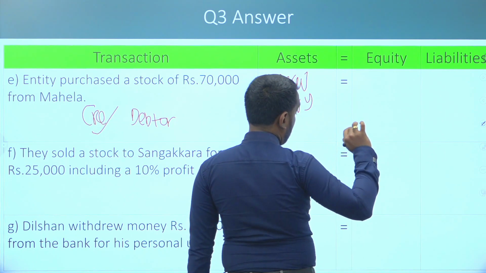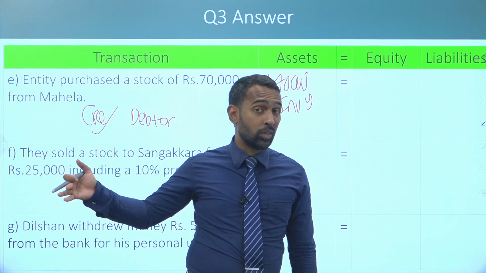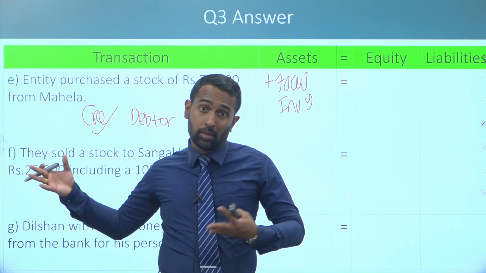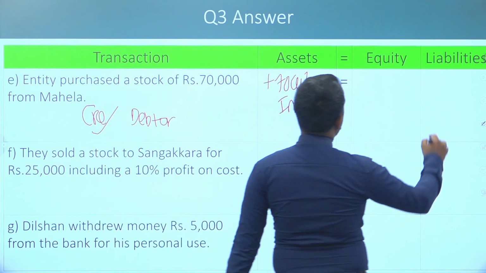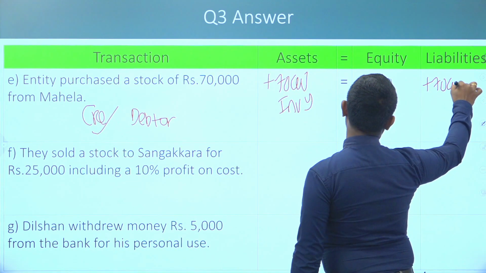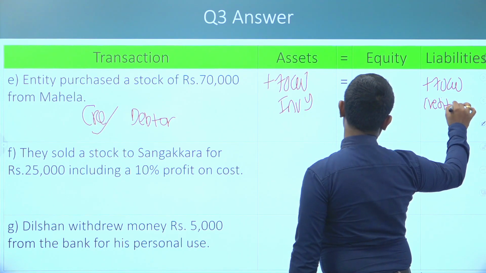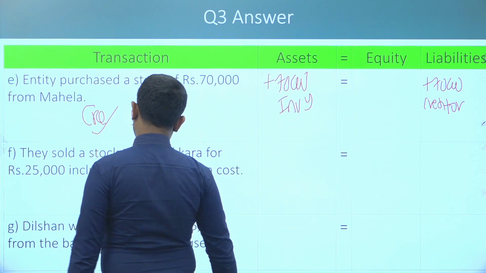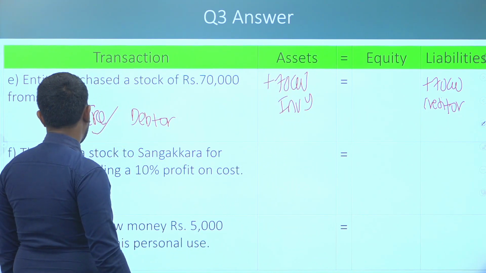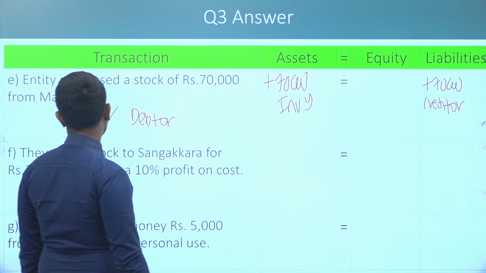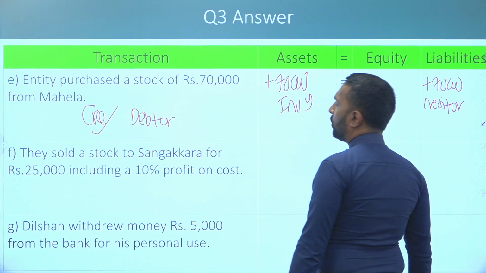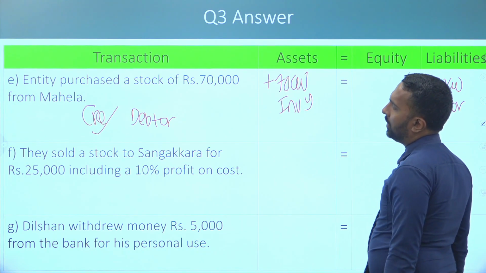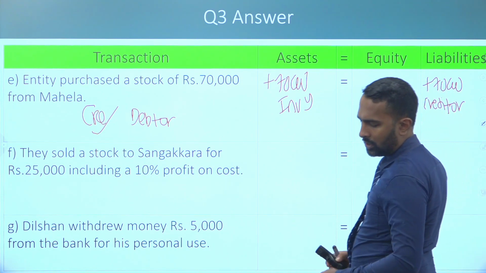Okay. And I have to pay this 70,000 to Mahela. For me, Mahela is a creditor, my payable. So a liability goes up by 70,000 called creditor. Right. Part F of the question. They sold stock to Sangakkara for rupees 25,000, including 10% profit on cost.